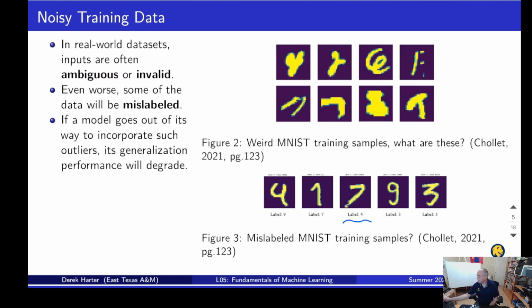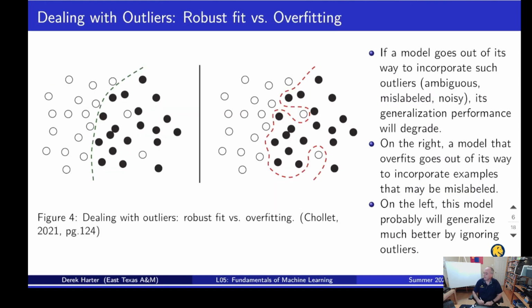So as an example of what we usually mean by that, on the right, if you have a model that's overfitting, it's often doing something like this. It's going out of its way to change its decision boundary so that it will correctly classify everything possible, right? In this case, it looks like we're doing a binary classification problem, and this is supposed to represent the decision boundary.